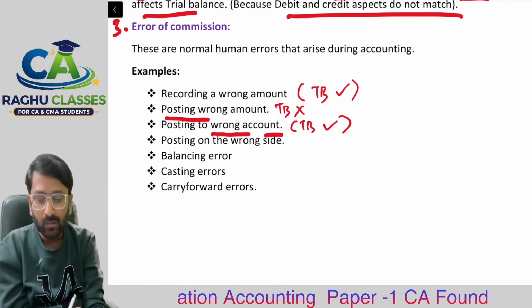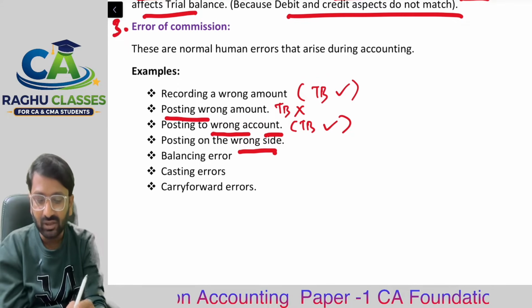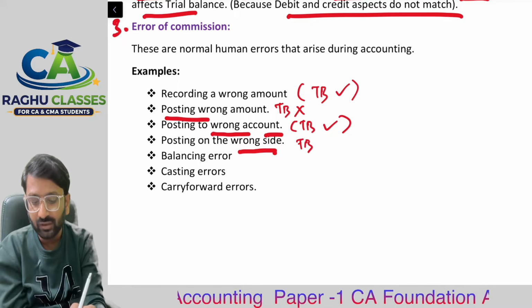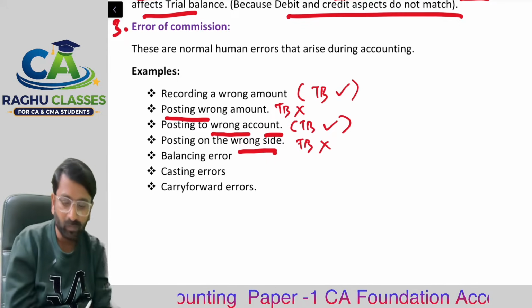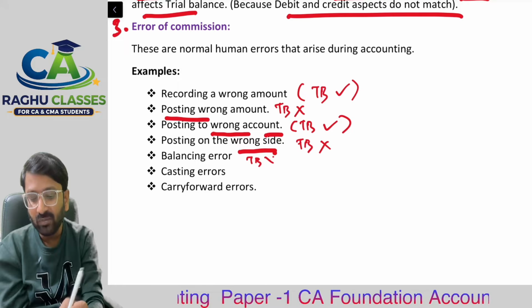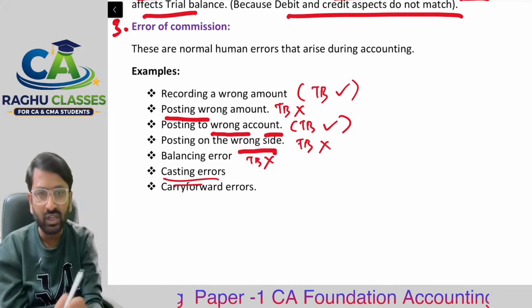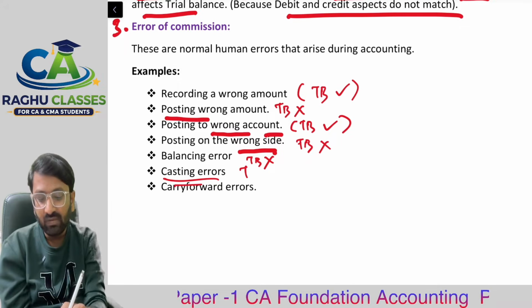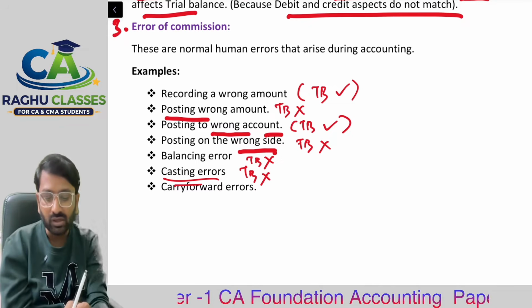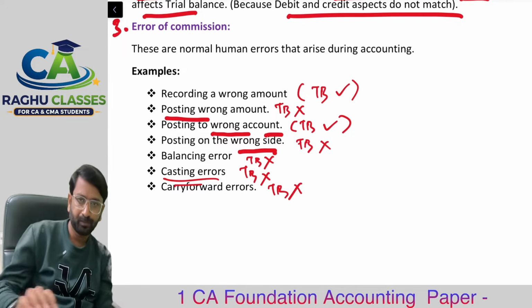Next. Posting on the wrong side. Definitely TB is going to be affected. TB will not match. Balancing error. TB will not match. Casting error. Casting error is nothing but any totaling mistakes. TB will not match. Carry forward error. TB will not match. Okay.